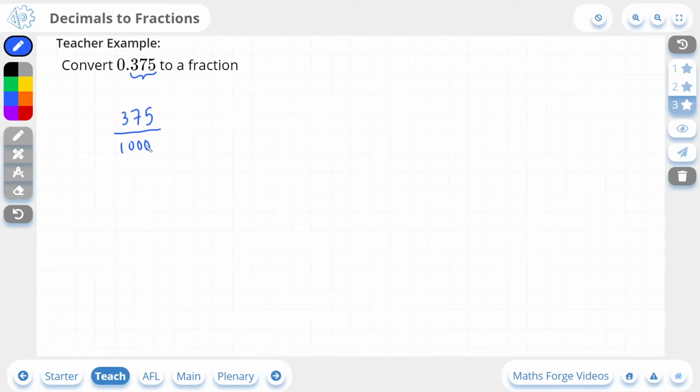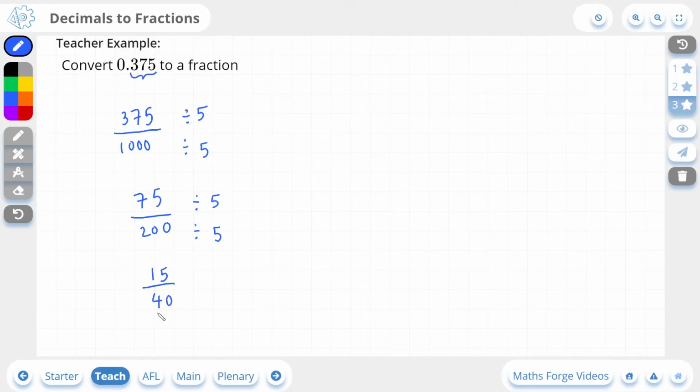Now, this is definitely not in its simplest form, since the numerator can be divided by 5 and the denominator can be divided by 5. So I'm going to go ahead and do that first. Dividing the numerator and the denominator by 5 leaves us with 75 over 200. And again, this is still not the answer in its simplest form. You can still divide the numerator and the denominator by another 5. So we're going to go ahead and do that again. Divided by 5, divided by 5. This is now going to give us 15 over 40.